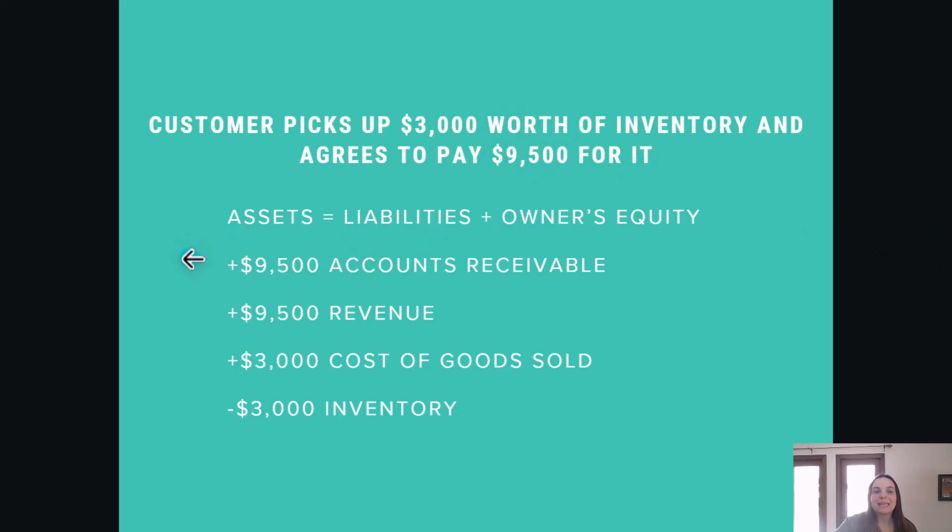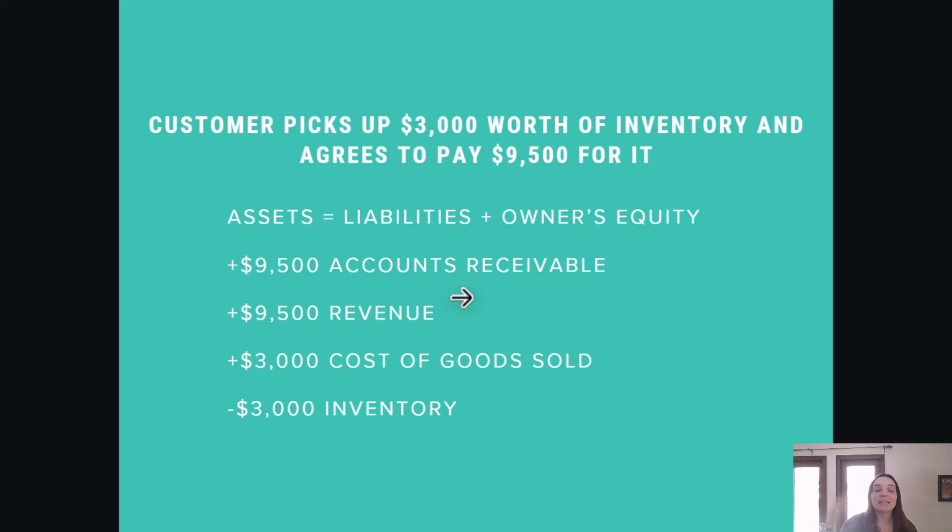So we are going to increase an accounts receivable, which is an asset, by $9,500 because that client is going to owe us that money. So we are going to record an accounts receivable for $9,500. We are also going to record a revenue of $9,500. So we have a revenue account here. That's going to increase by $9,500 because we made a $9,500 sale.